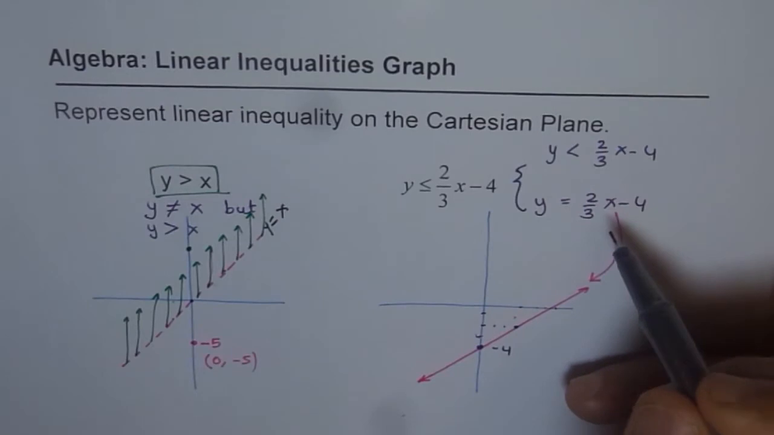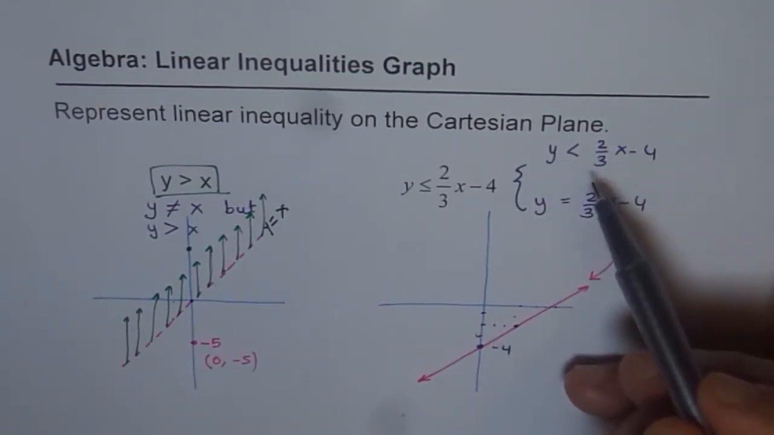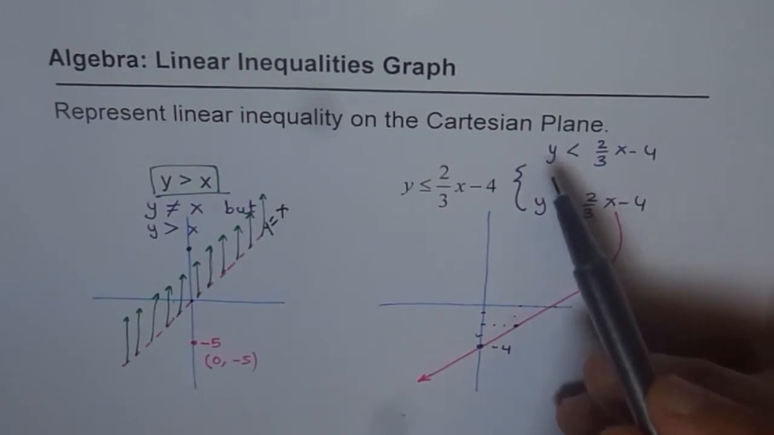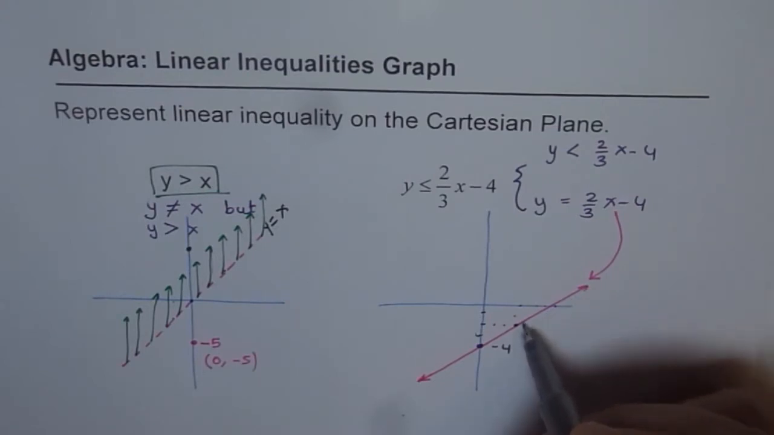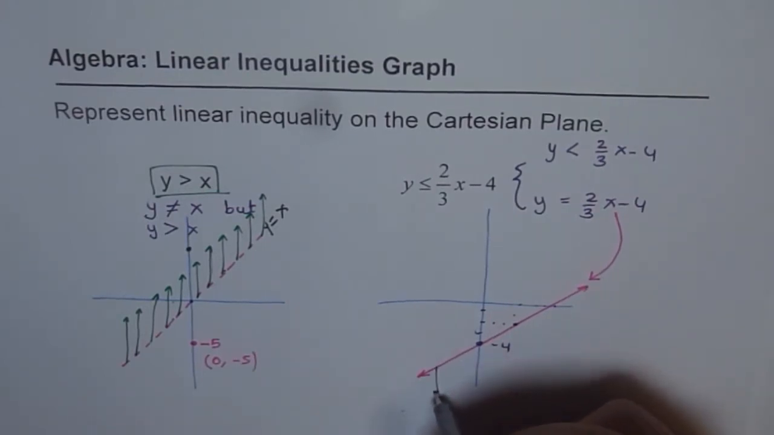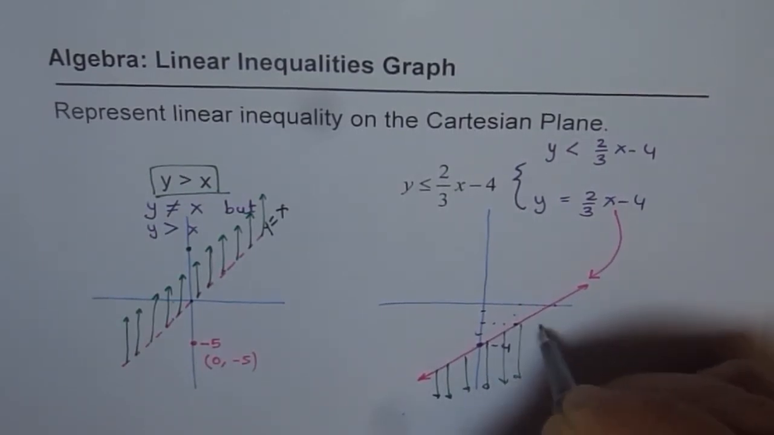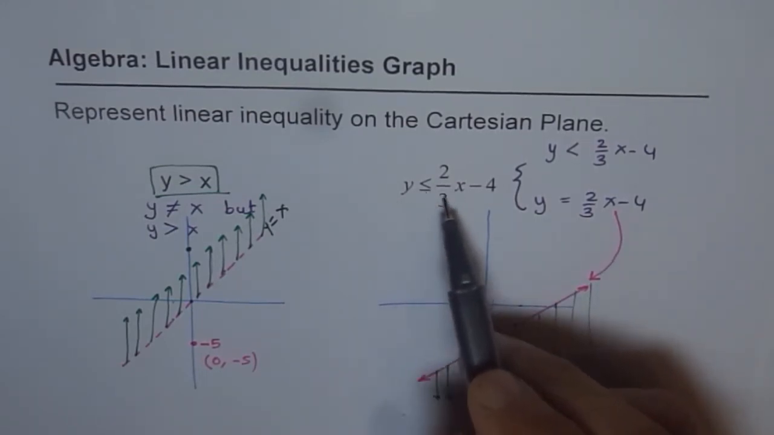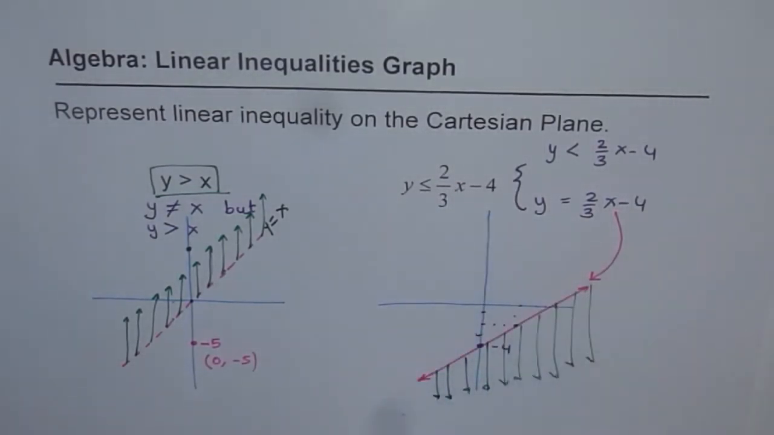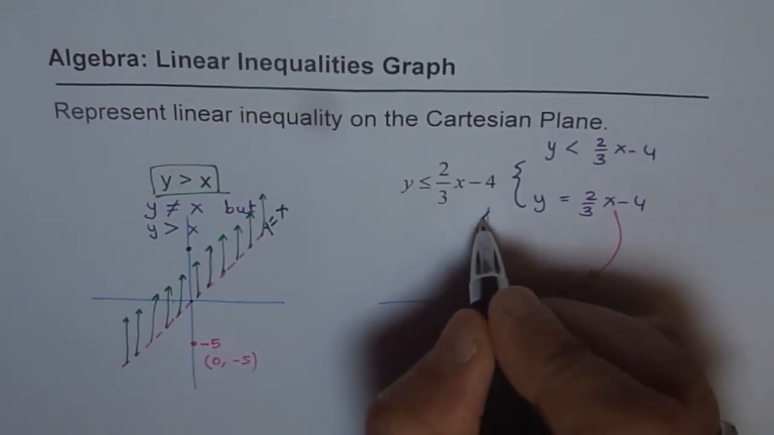Now we have to also include y less than 2 over 3x minus 4. That means all values of y which are less than these values of y. So values of y less than these will be downwards, correct? So we can shade downwards from here, and that represents our inequality y less than or equal to 2 over 3x minus 4. Do you understand? That is all. So what you need to do is just do what I have shown here and get your graph, right?